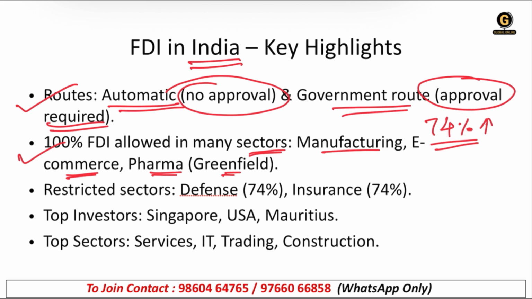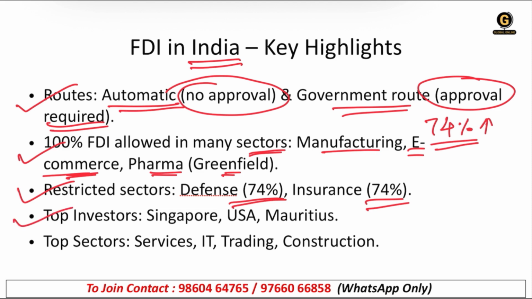For example, Amazon is investing in India, like e-commerce. Amazon is what? Amazon is e-commerce, right? So e-commerce is 100% free, we can say. It is 100% allowed in India, correct? Then we have restricted sectors like defense, 74%, as I said. Insurance as well, it is 74%, right?